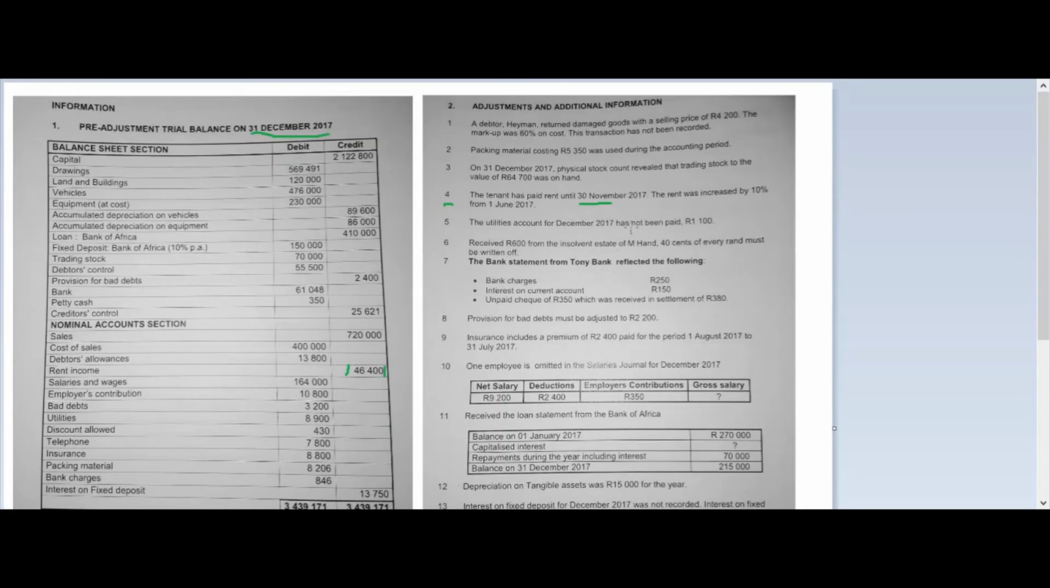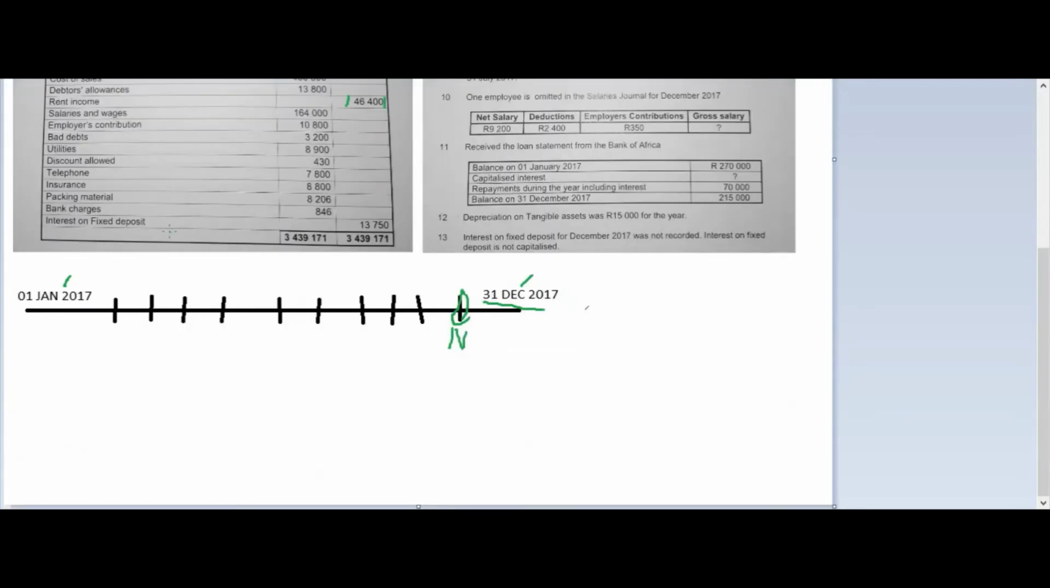Going to the second point, that the rent was increased by 10% from 1 June 2017. On my timeline, I'm going to look for June. As my financial year began in January, and the months that follow are February, March, April, May, June, over here I have my June. So on my June I clearly have an increase of 10%.